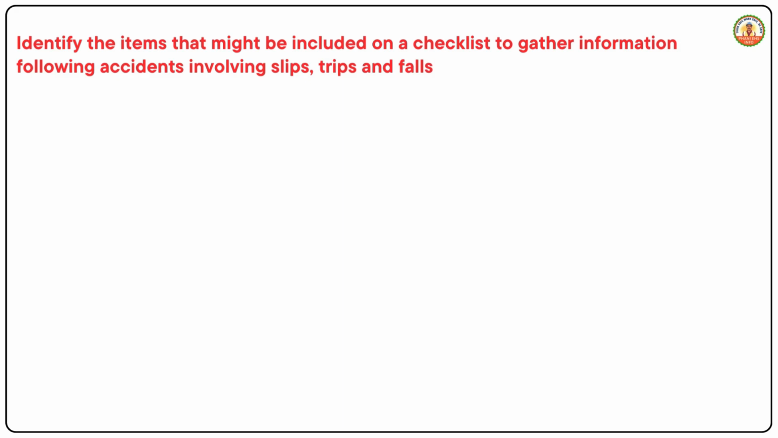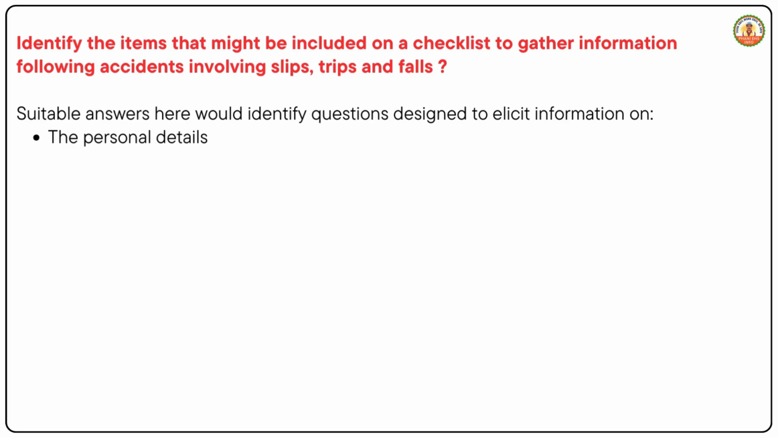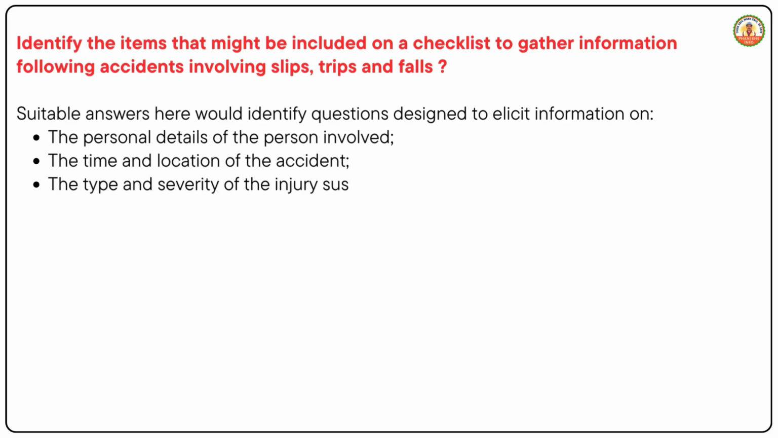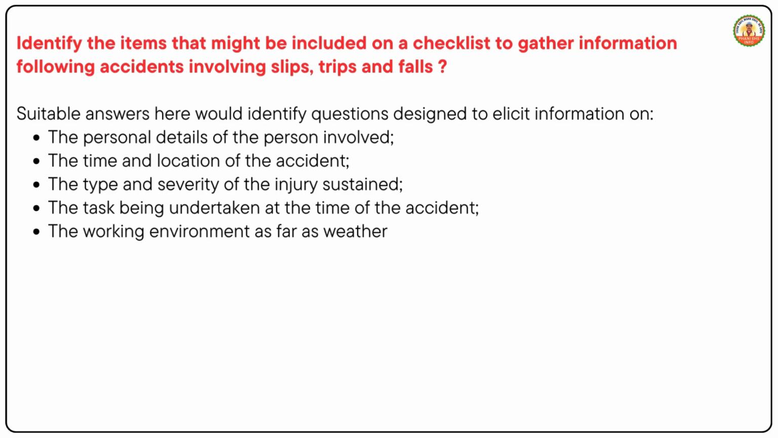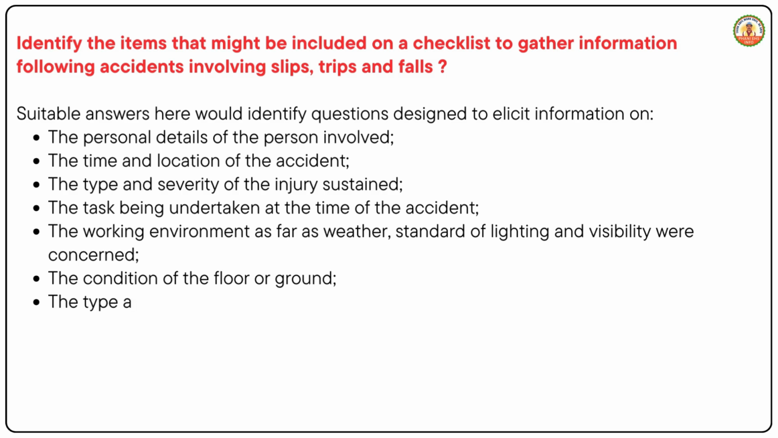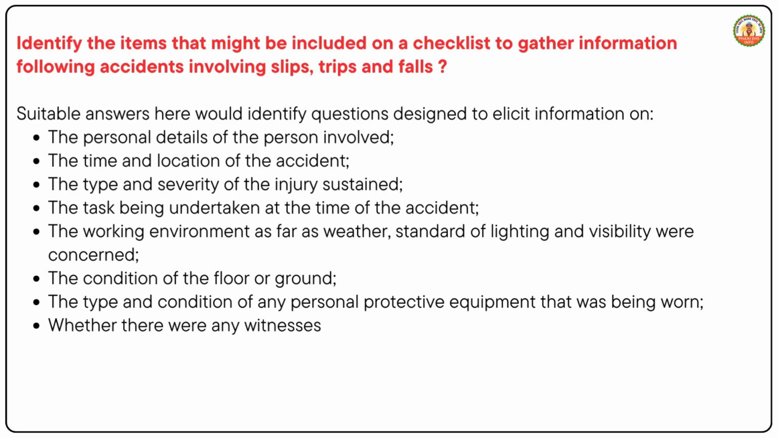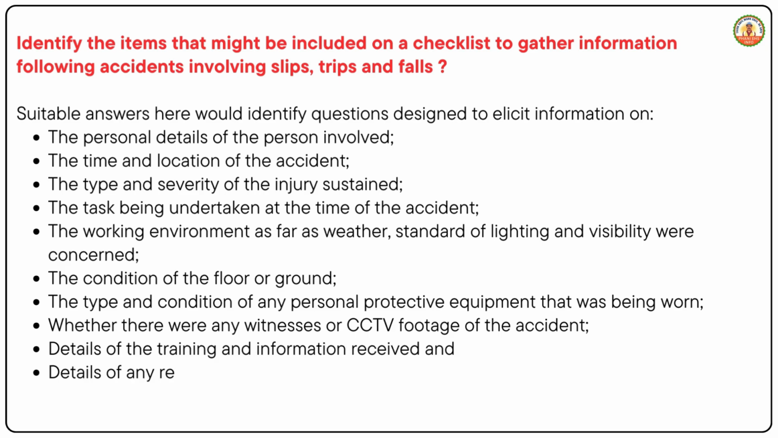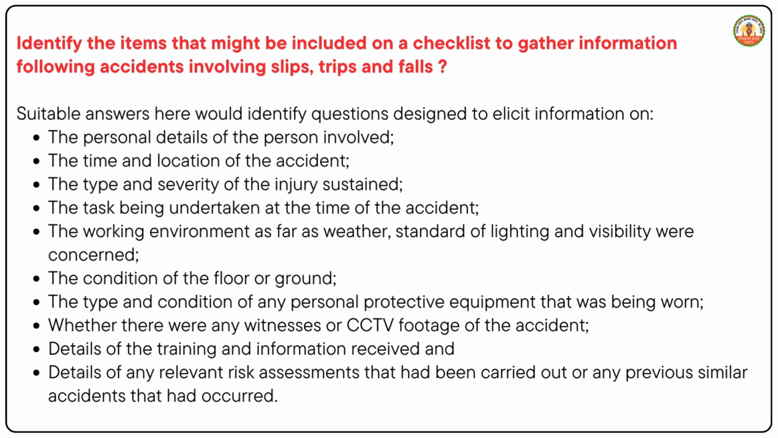Identify the items that might be included on a checklist to gather information following accidents involving slips, trips and falls. Suitable answers here would identify questions designed to elicit information on the personal details of the person involved, the time and location of the accident, the type and severity of the injury sustained, the task being undertaken at the time of the accident, the working environment as far as weather, standard of lighting and visibility were concerned, the condition of the floor or ground, the type and condition of any personal protective equipment that was being worn, whether there were any witnesses or CCTV footage of the accident, details of the training and information received and details of any relevant risk assessments that had been carried out or any previous similar accidents that had occurred.